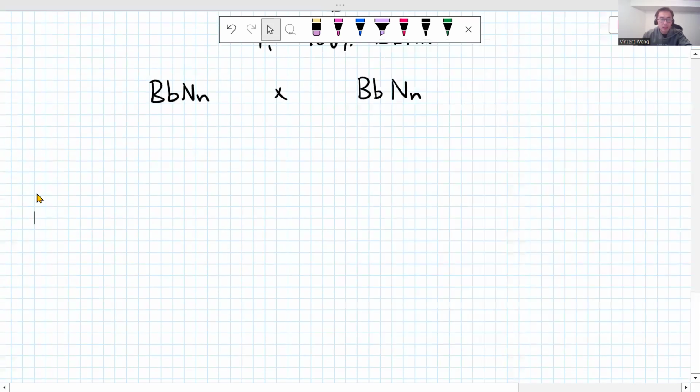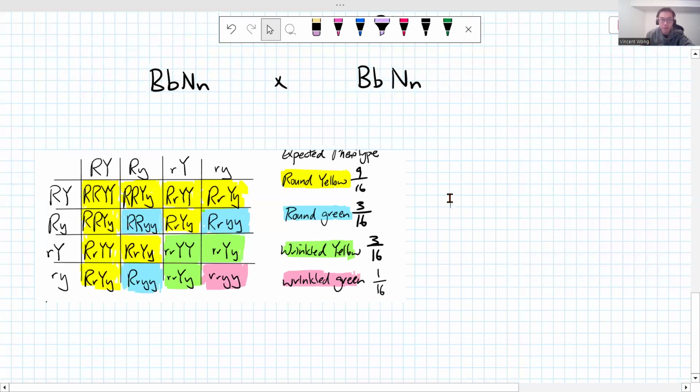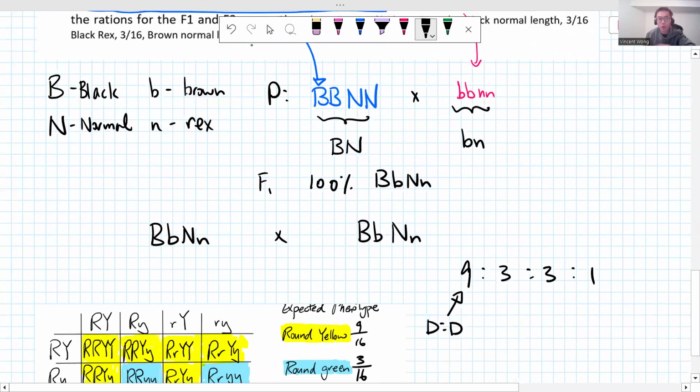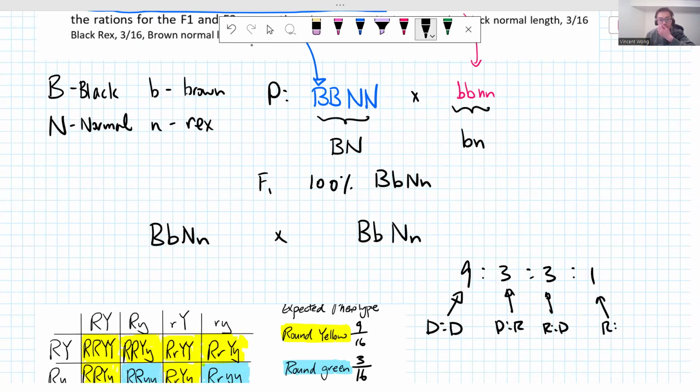It's very time consuming. But that's essentially the information you need whenever I have heterozygous for both of them. The key thing to remember is it's always 9 to 3 to 3 to 1. That 9 is the dominant and dominant, so in this case, black and normal length. The 3s are dominant recessive and recessive dominant, so either brown and normal or black and Rex. And then this one is recessive recessive.